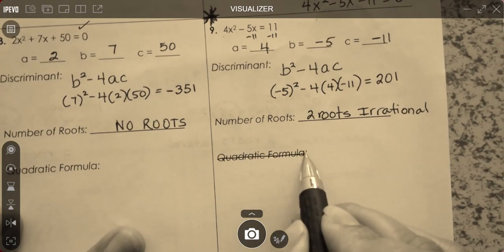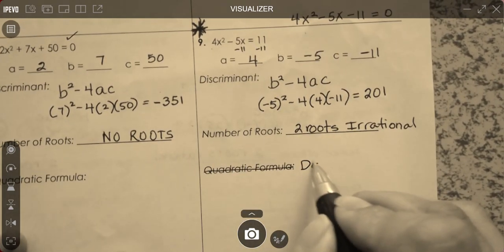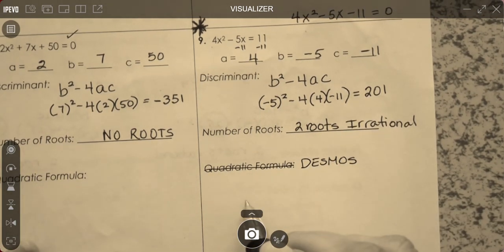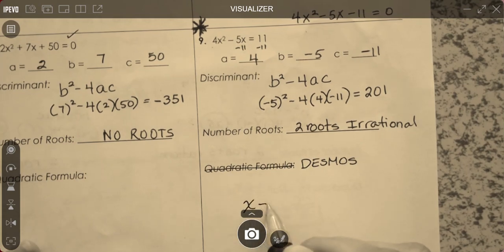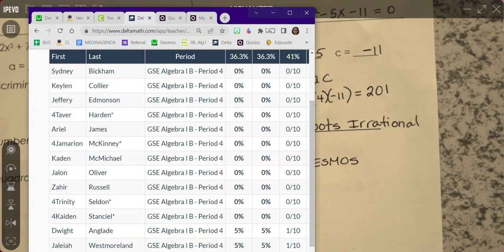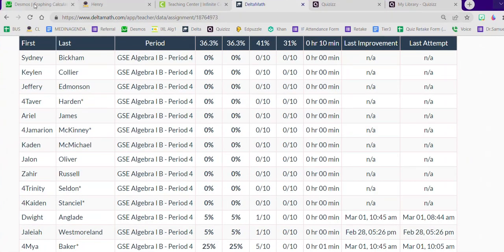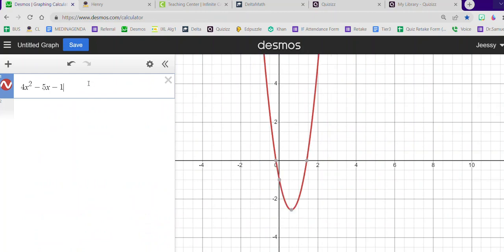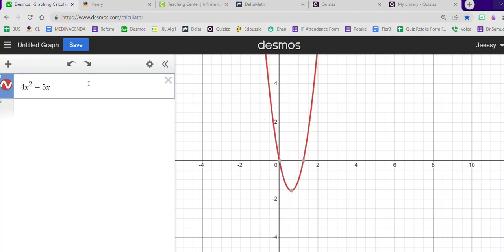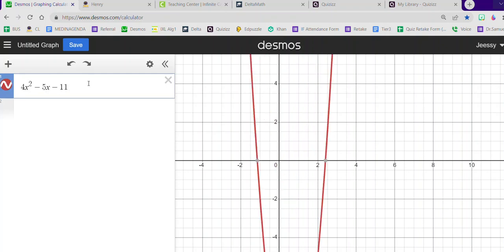All right, for today's work, what I want is this, not using the quadratic formula, but using Desmos. I want us to go to Desmos, and I want us to graph the function. Right? So in this one, oh, I had it there and I erased it. Here we go.